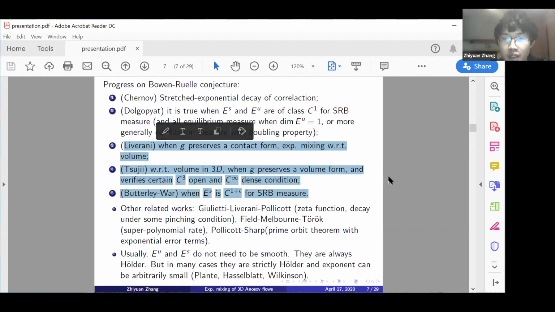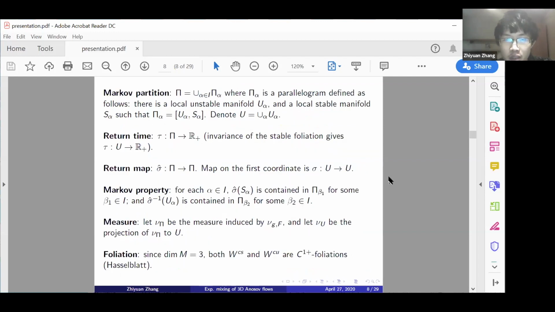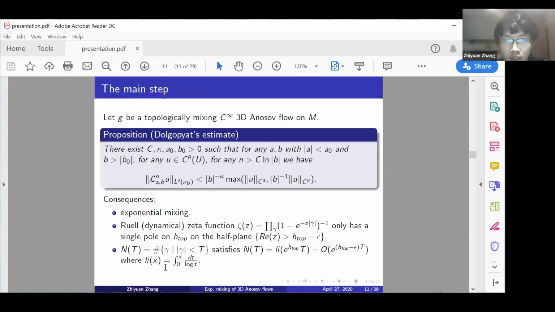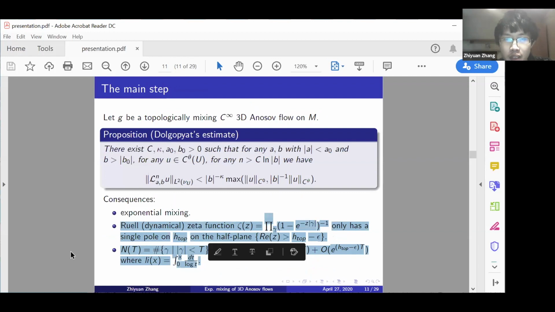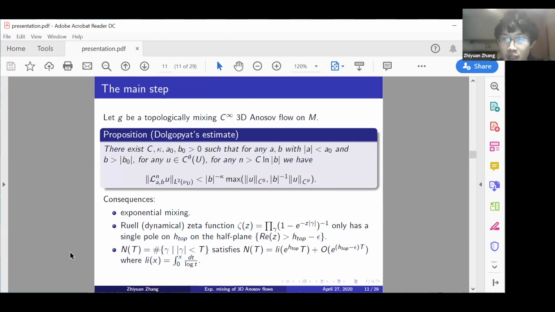But if you consider, say, the prime orbit theorem, if you consider this thing or this thing, you need to study the entropy maximizing measure. And in that case, usually you don't have the integration by parts.